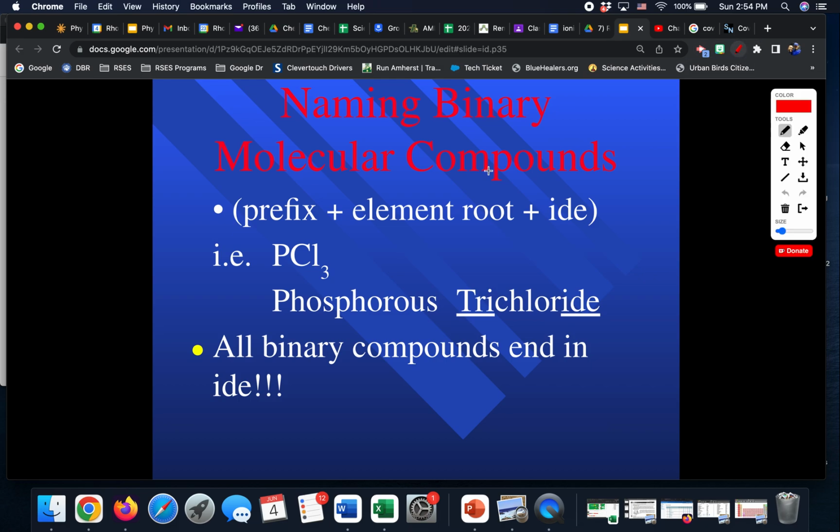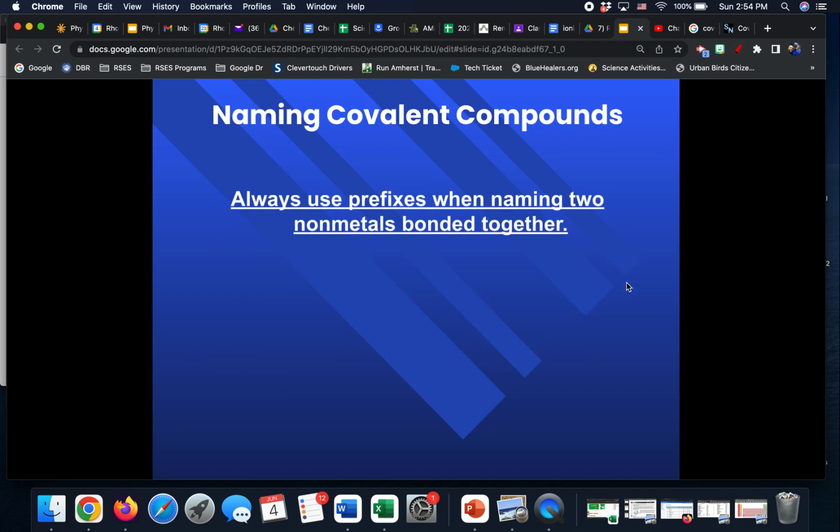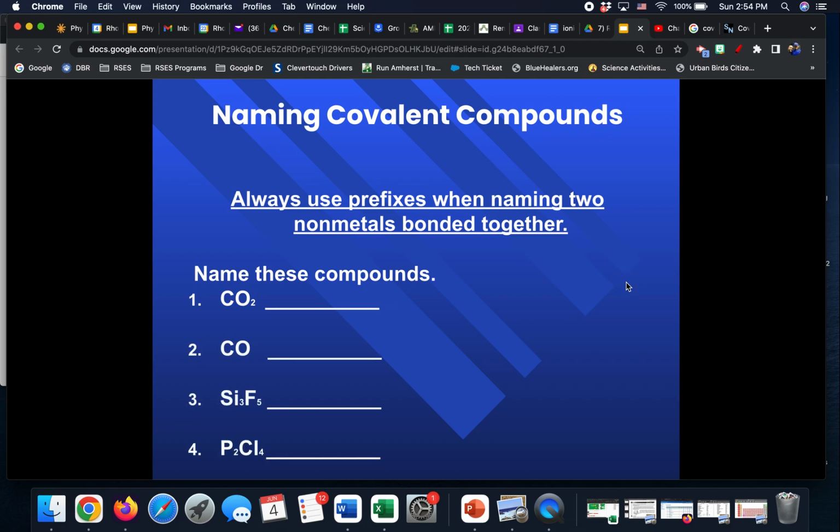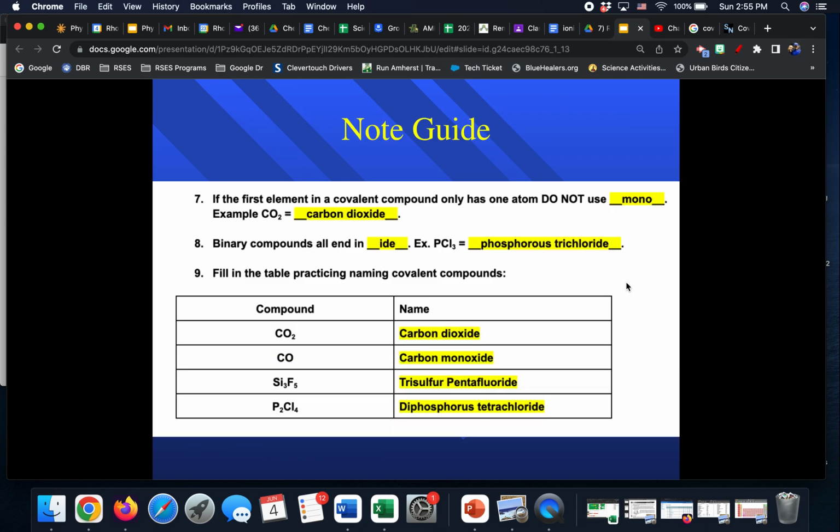Yet another one to look at here. We got PCl3. Nothing by the P, so it's just phosphorus. 3 is tri. Chlorine becomes chloride. So you're always going to use those prefixes as long as you have 2 nonmetals. If the first element is a nonmetal, you don't even have to look at element 2. So pause and try to think of these on your own, or maybe type them into your note guide before I give you the answers. Pause while you put that in, and that's the end of your notes.